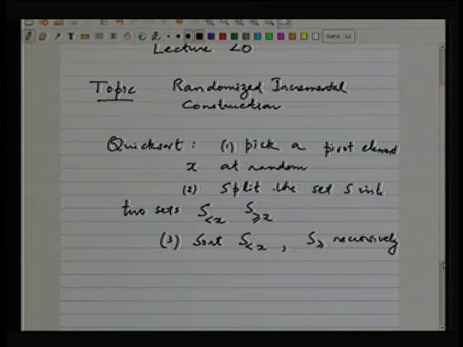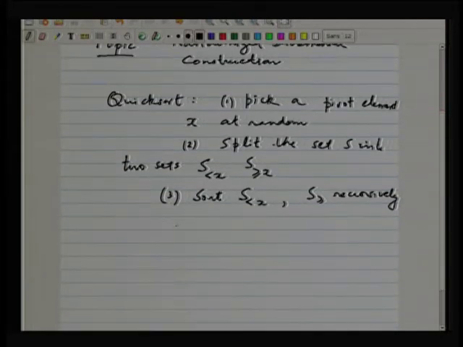Okay. So, this gives rise to a kind of recursion tree, which is the set S, then depending on X, the subsets S less than X and S greater than or equal to X, they depend really on the choice of this pivot element. And if you recall your early courses in algorithms, the efficiency of this algorithm really depends on how evenly this set is split.